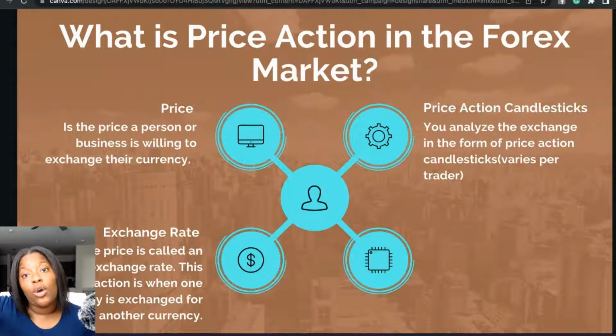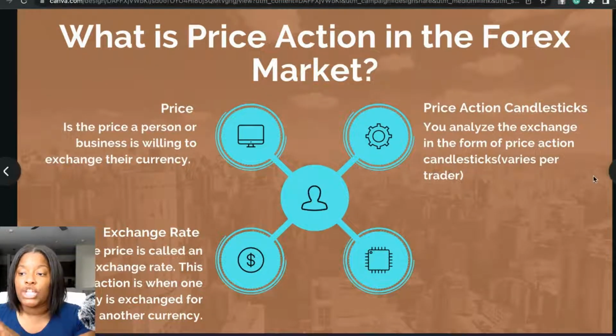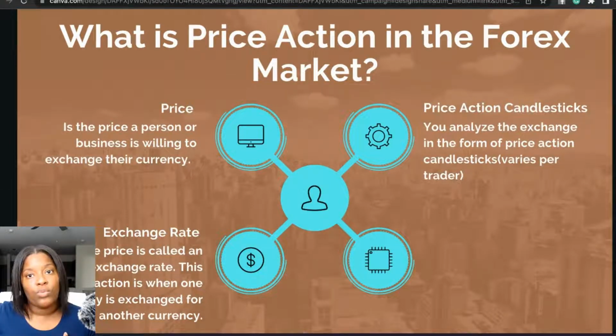So when you're looking on your price chart and you're looking at those green candlesticks and those red candlesticks, that's exactly how we're analyzing the exchange rates. And this is going to vary per trader because it also has to do with your time frames as well, but that's a whole nother topic and a whole nother lesson. But it really is important for you guys to understand what your candlesticks do.